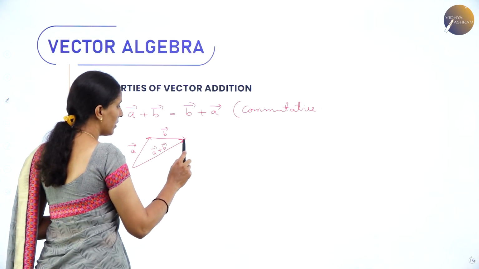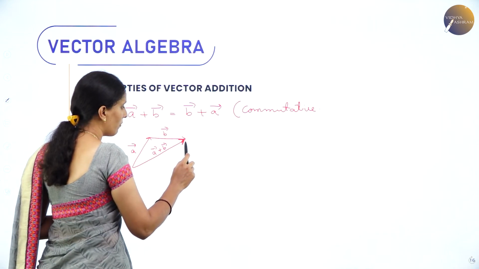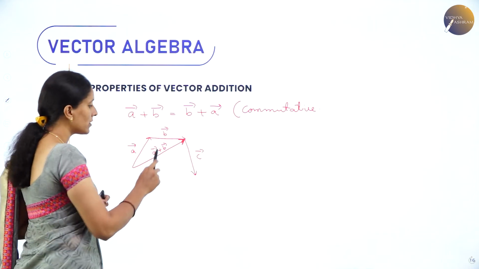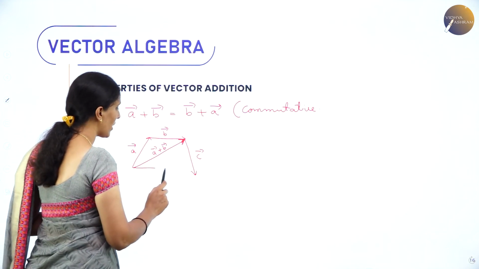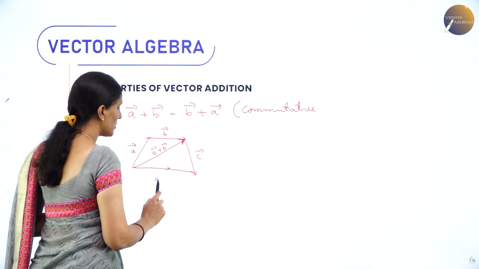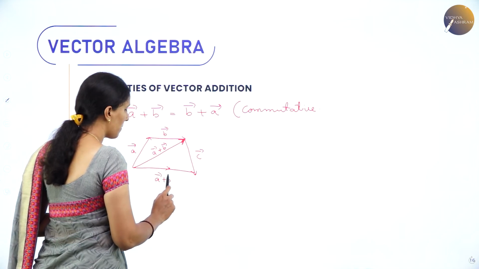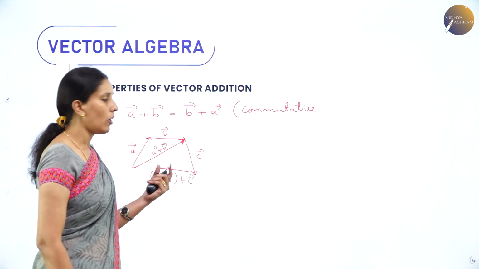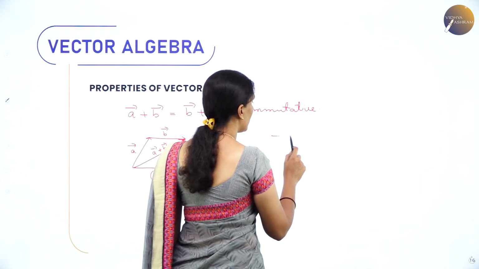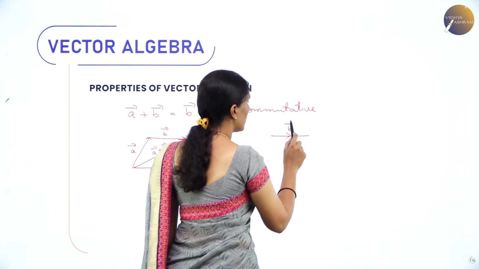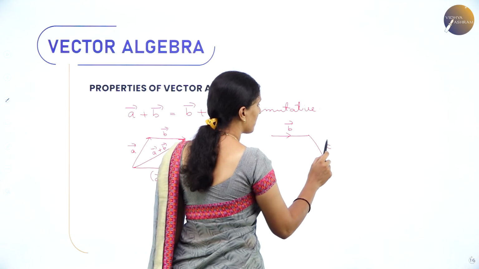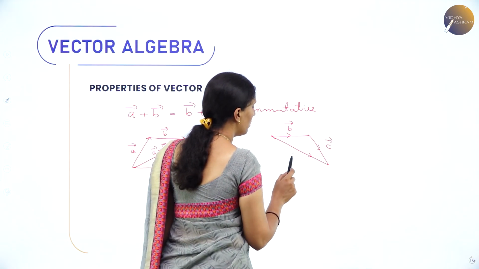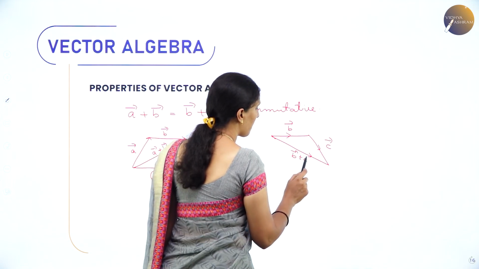Now this is our terminal point. Let me add one more vector here. Let me take this as vector C. Then what is the sum of these two vectors? This triangle is your vector A plus B plus C. Now let me take vector B here and add it to vector C. This side will give you B plus C.